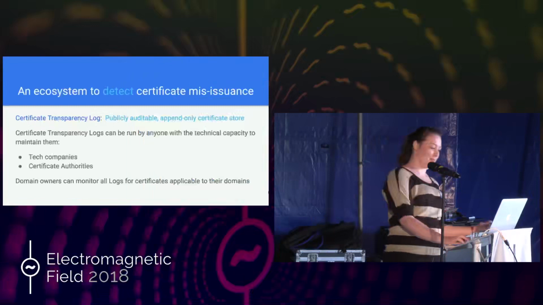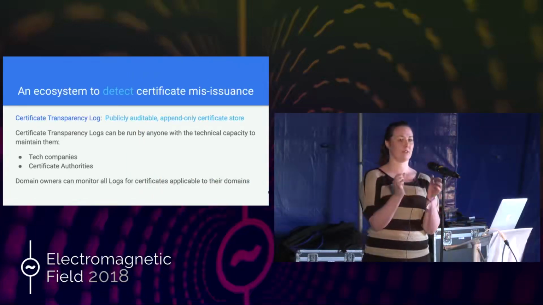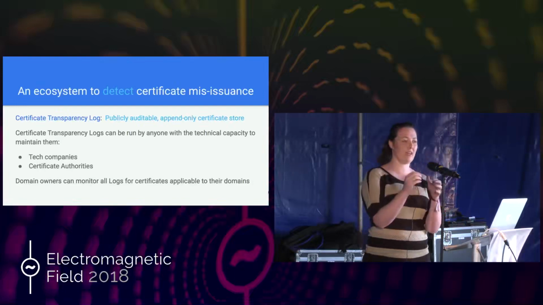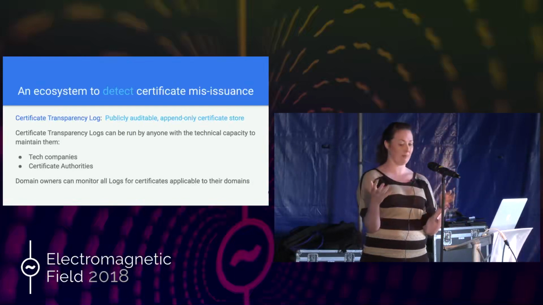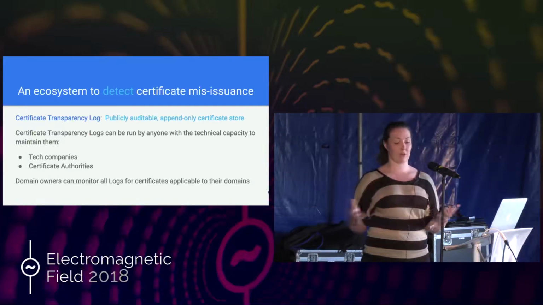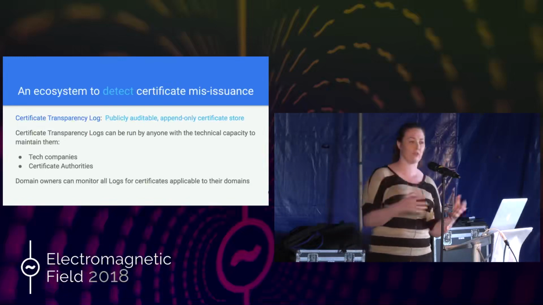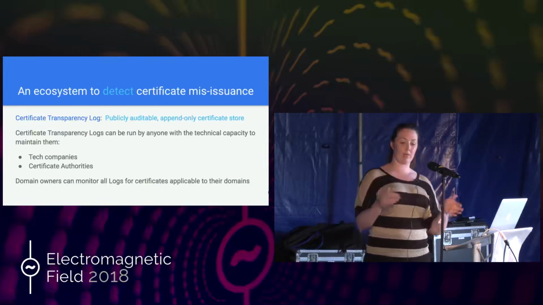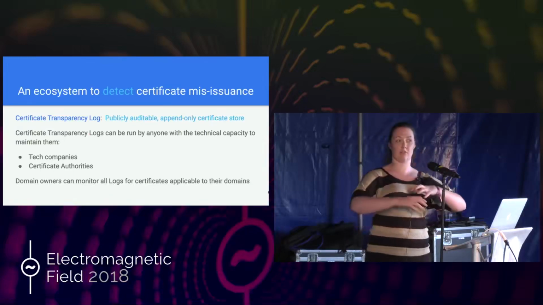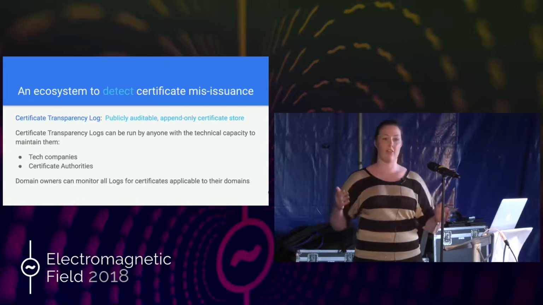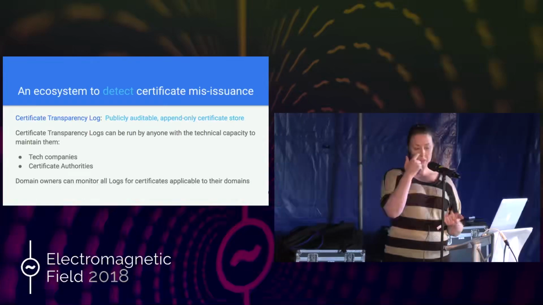What is certificate transparency? It's an ecosystem to detect certificate misissuance. Now, I emphasize the word detect because we're not preventing certificate misissuance. It turns out that's actually a much harder problem. Within certificate transparency, there is this core concept of a certificate transparency log. That is a publicly auditable, append-only certificate store. So it's essentially a big repository of certificates that anyone can access, anyone can add to, anyone can go and see what's in there.